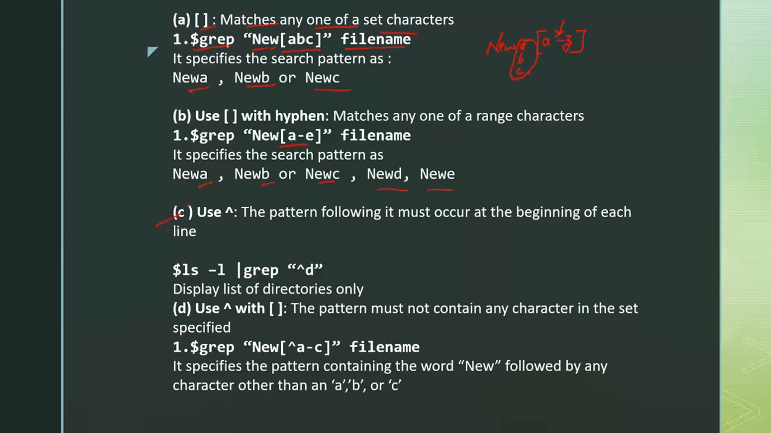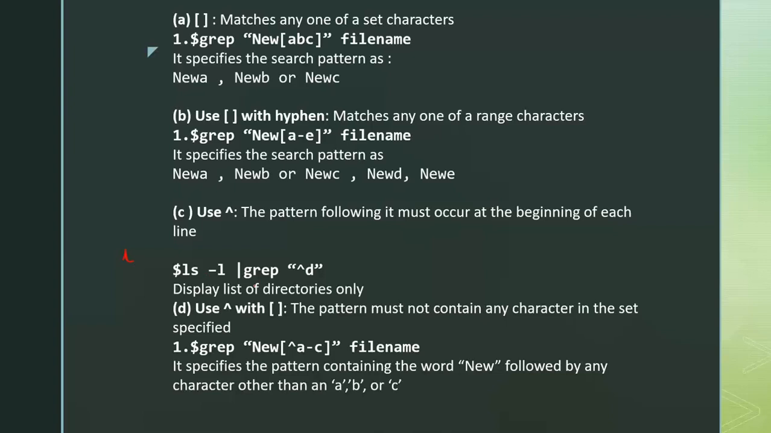And next, coming for c, the next special type of character that we have seen is the exponent symbol. The pattern following it must be present at the beginning of each line. So at the beginning of each line, it is going to check for the given pattern when you use this symbol called the exponent symbol.